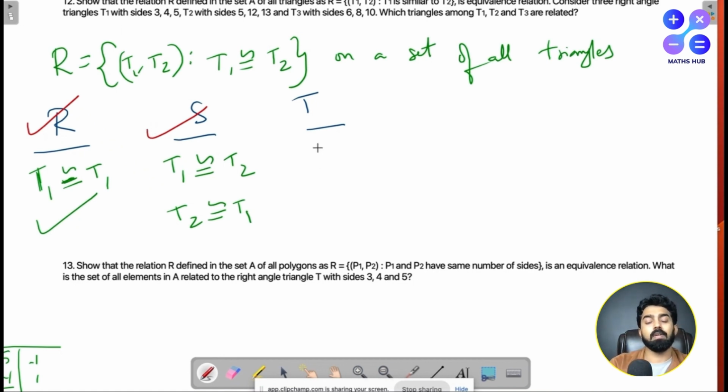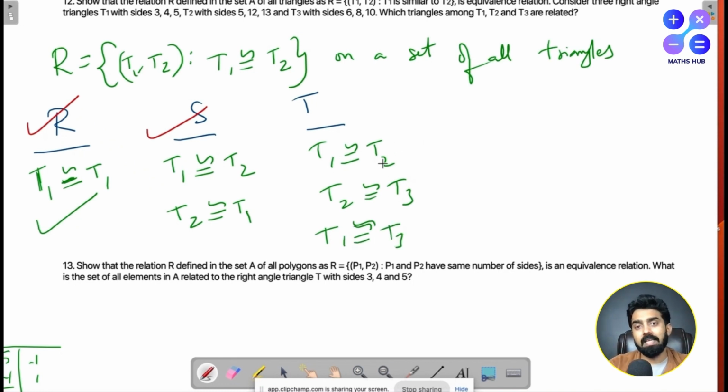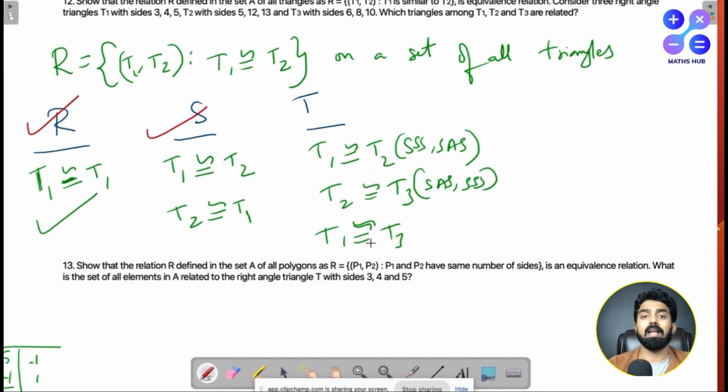Now, is it transitive? If T1 is similar to T2 and if T2 is similar to T3, will T1 be similar to T3? Of course, right? The way you create the similarities is through SSS or SAS, some sort of a similarity criterion to prove the similarity. If you're able to prove the similarity of these two triangles and you're proving these two triangles, you will be able to prove it with these two triangles as well, and the relationship will hold true. So it is an equivalence relation.